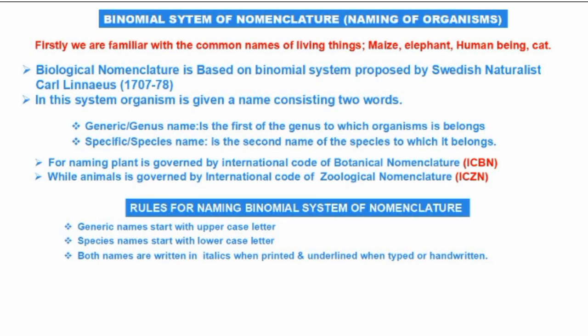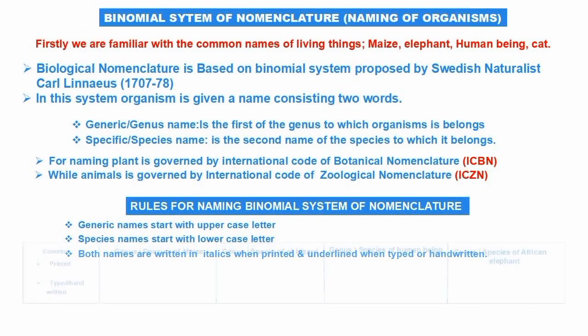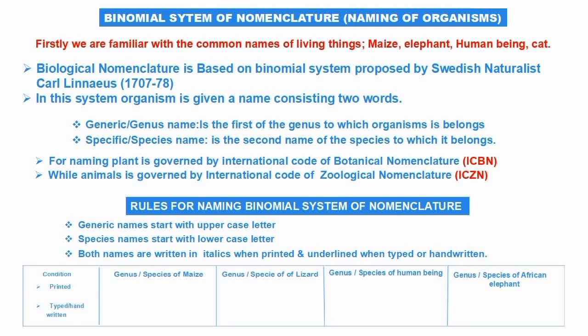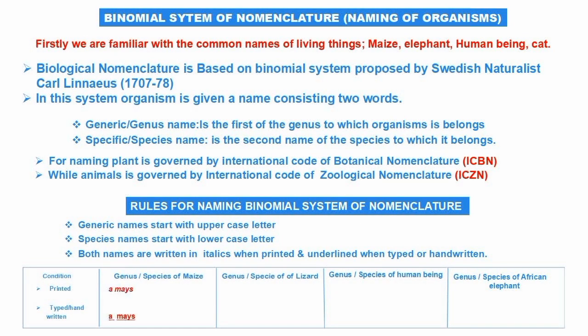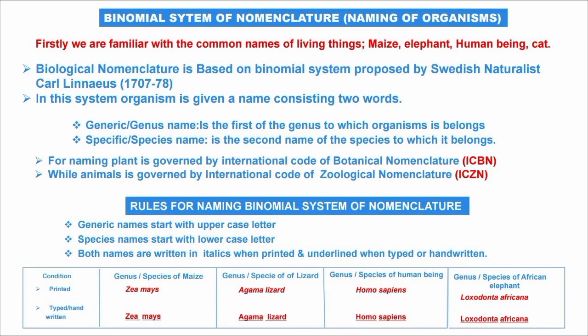But let me give you some typical examples: maize, lizard, human being, and African elephant. Under maize, when printed, Zea mays is the name of the normal maize, as you can see here. Zea is the generic name, starting with an uppercase letter, and mays is the species name. And when typing, Zea mays, we have to underline them. Don't forget, Zea must start with an uppercase letter.